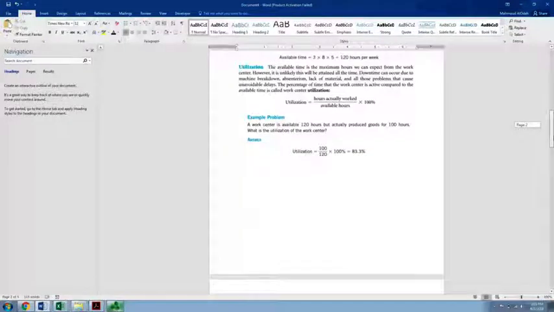Second concept, the utilization. And the utilization can be calculated by finding out the hours actually worked divided by the available hours times 100%. Okay, moving on to the second example. A work center's available hours is 120, but actually produced goods for 100 hours. What is the utilization of the work center? So actually they worked 100 hours divided by the available time, 120 times 100%. So we have an 83% utilization for the work center.